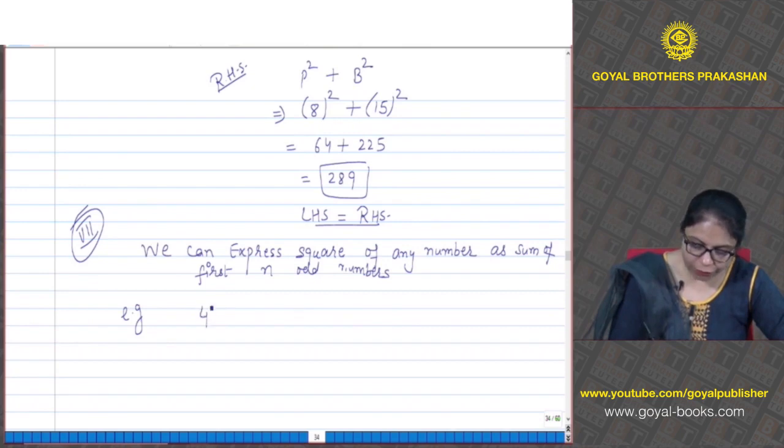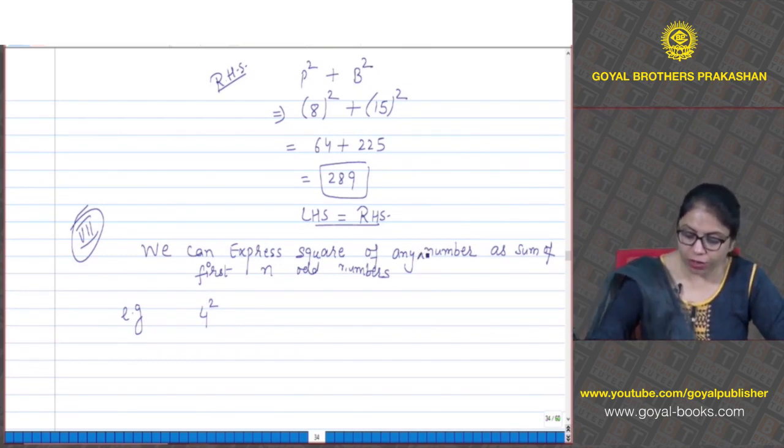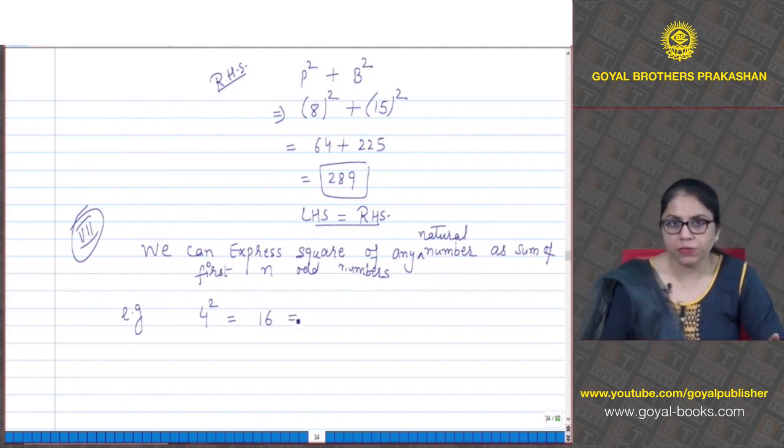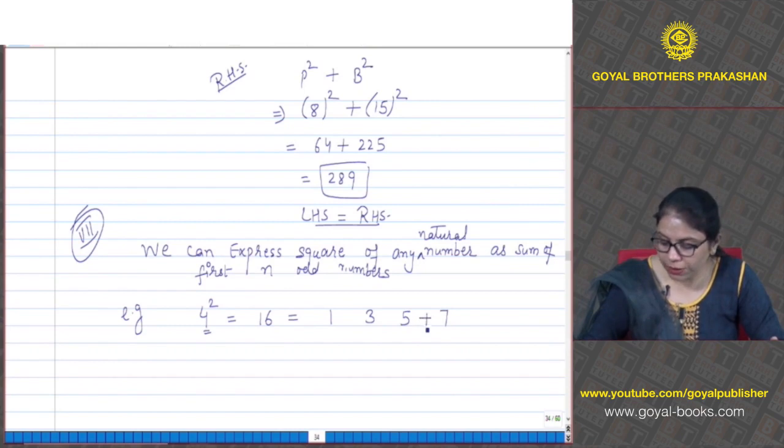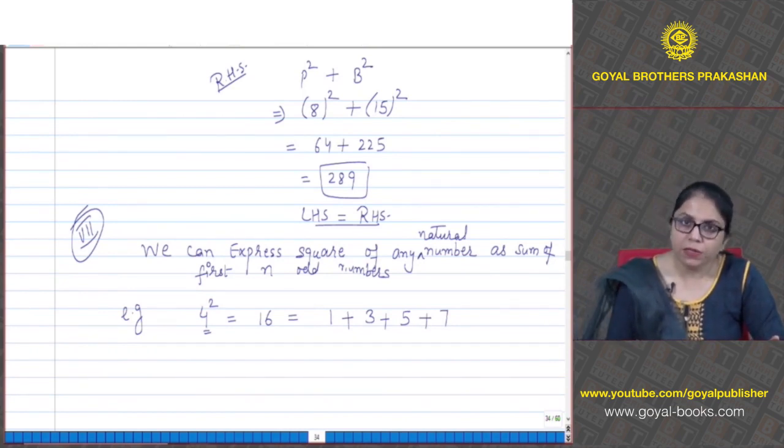Suppose we have to find 4 square. 4 is any natural number. So we can express square of any natural number. 4 square is 16. Now how we can express this 16? Since this is 4 square, that means we have to consider first 4 odd numbers. First 4 odd numbers are 1, 3, 5 and 7. So we can express 16 as sum of these 4 numbers. If we add these 4 numbers, we will always get 16.